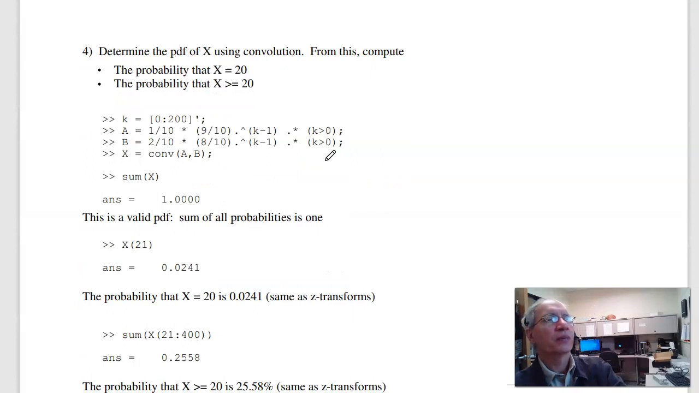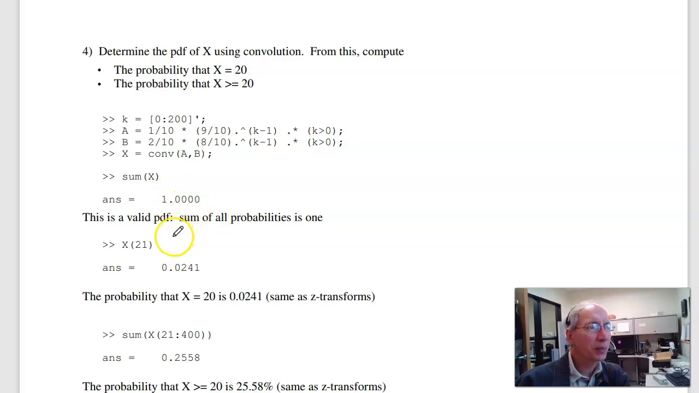Problem 4. Repeat problem 3 using convolution. So here I took it out to 200. That's 20 times the mean. Here's the PDF of A, PDF of B. Convolve the two. Checking to see that I took it out far enough. The area is 1, so it's probably about right.